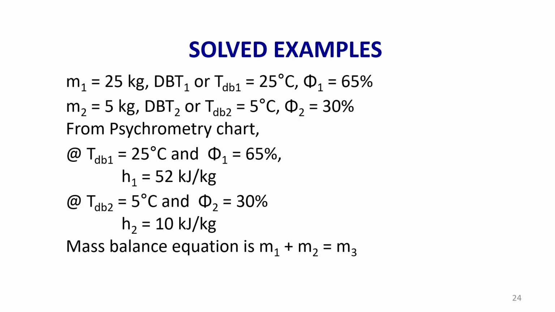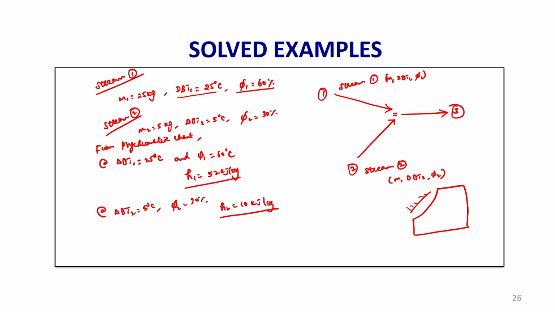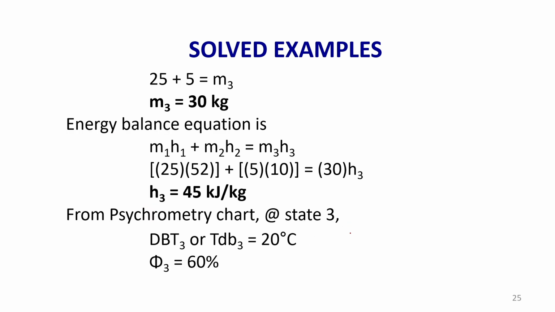Now, the mass balance. What is the mass balance? If you see this diagram, 2 streams are entering. So, M1 plus M2 will be equal to M3. This is given, so we can find out M3. M3 is equal to 25 plus 5, 30 kg. So, that is what I have found here, the mass at 3.